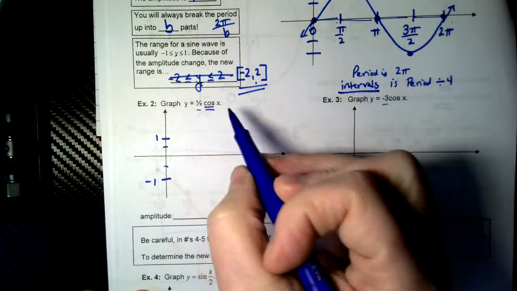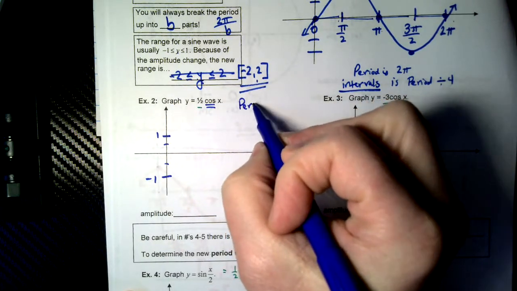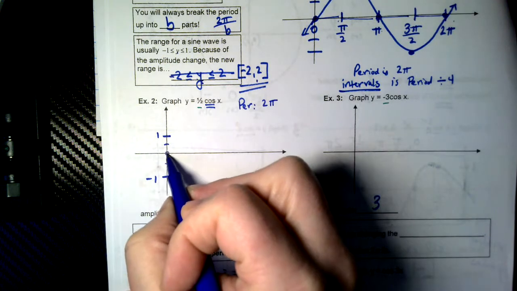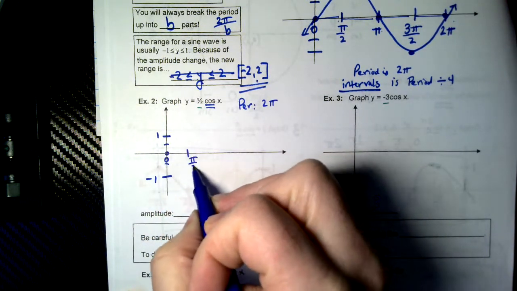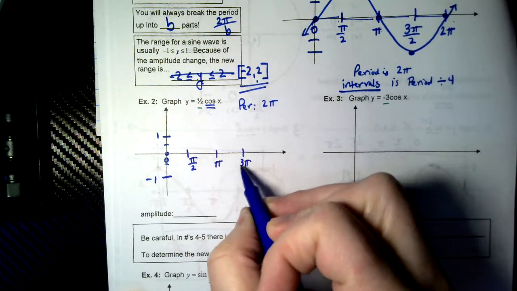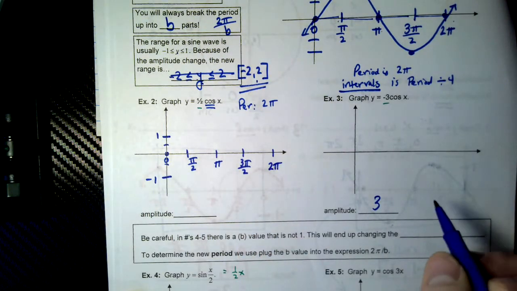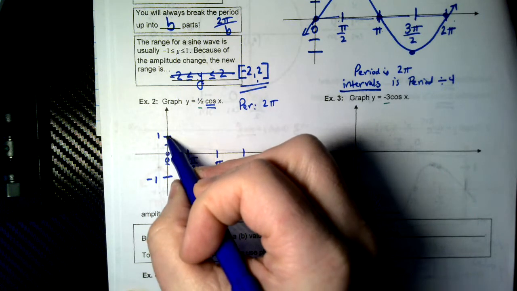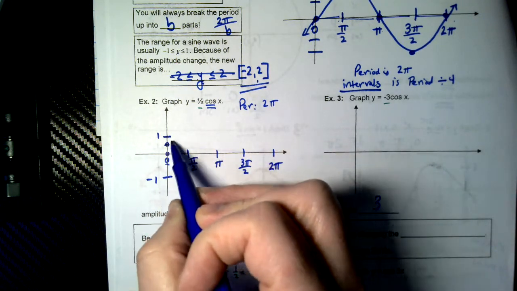And it's a cosine graph, so it's going to change some things. The period doesn't change. The period is still 2 pi. And so our key points are what we're used to: 0, pi over 2, pi, 3 pi over 2, and 2 pi. All right? The only difference is that instead of starting at 0, 1 for cosine, now we're going to start at 0 and 1/2. That's the top of the curves.